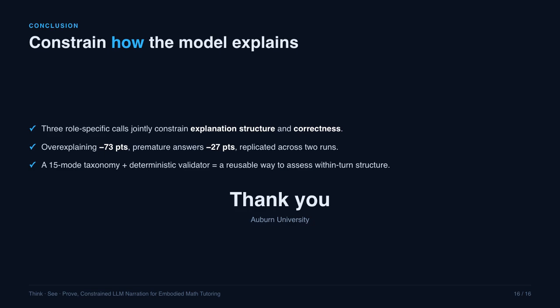In our evaluation, over-explaining fell by 73 percentage points, and premature answer reveal by 27, both replicated across 2 independent runs. And our 15-mode failure taxonomy, together with a deterministic validator, gives the community a reusable, objective way to assess within-turn explanation quality, which is distinct from the dialogue-level evaluation that most prior tutor work has focused on.